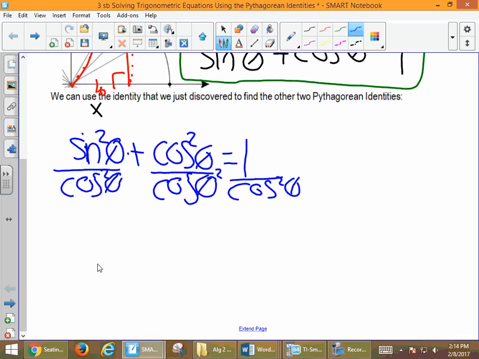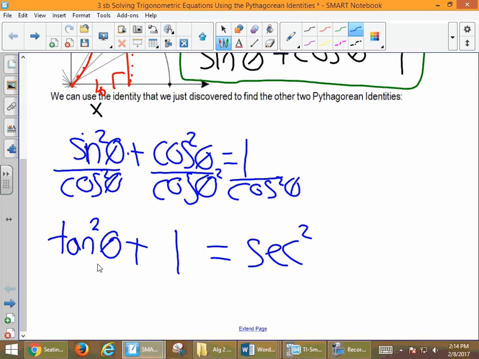So what is sine squared divided by cosine squared? Tangent squared. Because tangent is sine over cosine. And what is cosine squared divided by cosine squared? 1. And 1 divided by cosine squared is the reciprocal of cosine. So the reciprocal partner of cosine is going to be secant. So we have secant squared.